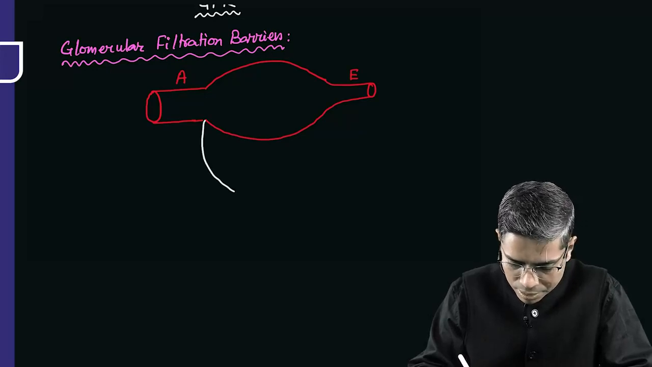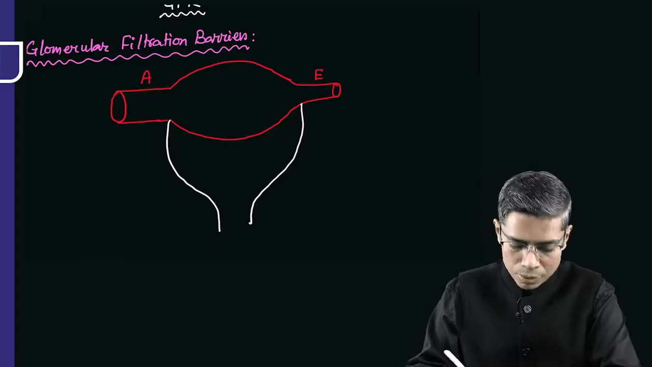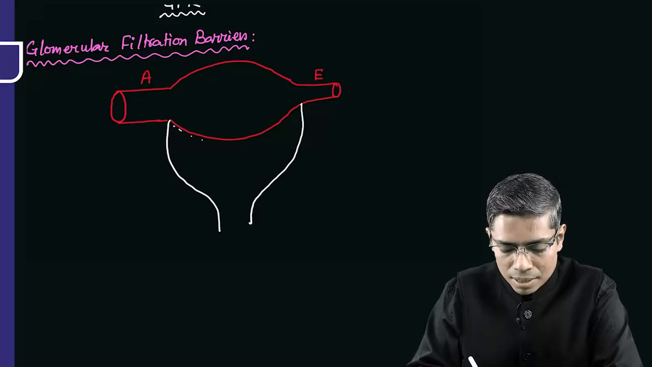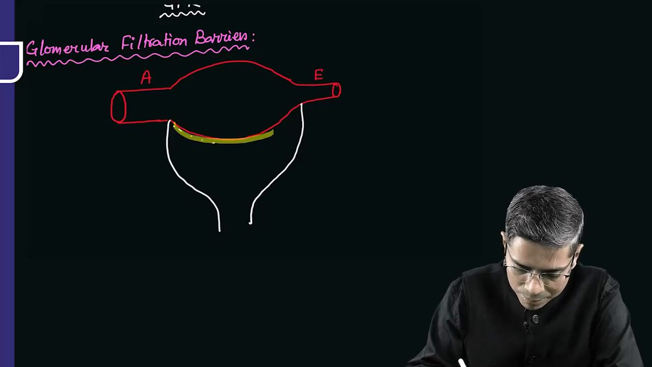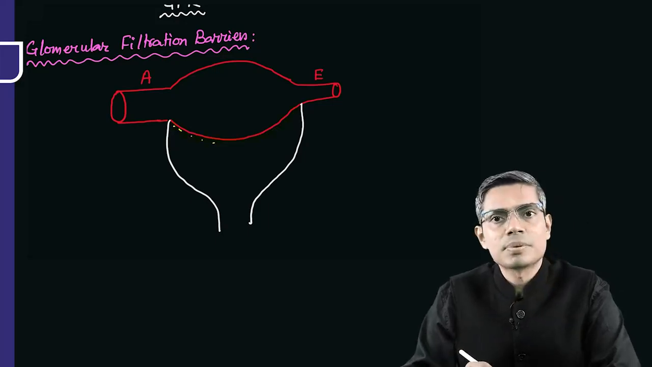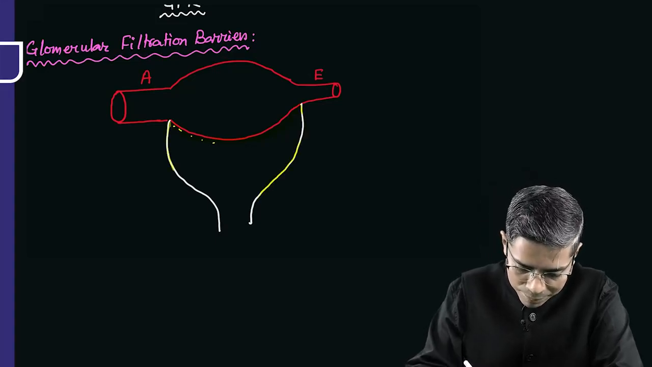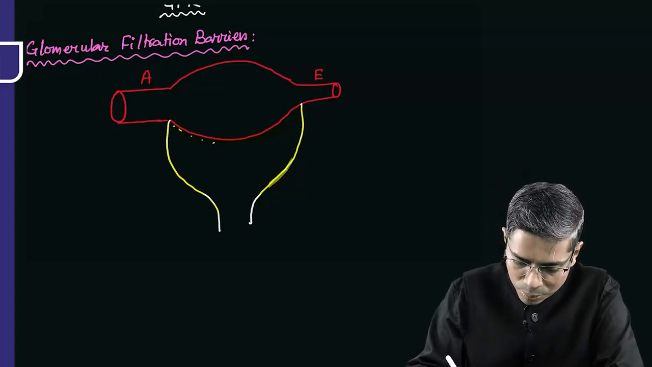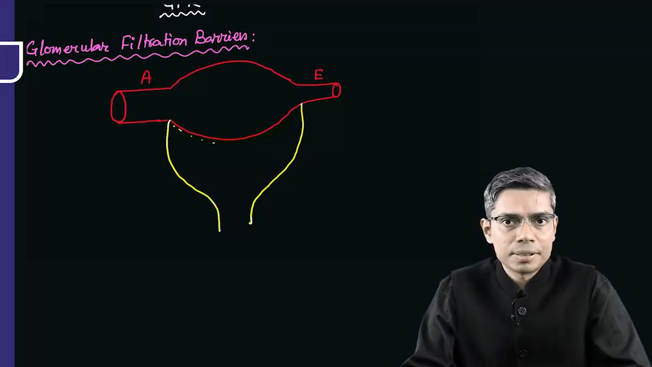So this is the Bowman's capsule. Okay, the layer of the Bowman's capsule which is in contact with this capillary is known as the visceral layer of the Bowman's capsule. So this is the visceral layer. And the layer which is not in contact with this glomerular capillary is known as the parietal layer of the Bowman's capsule. So this is the parietal layer. You know this structural part.